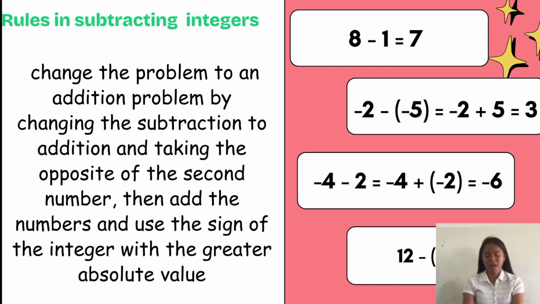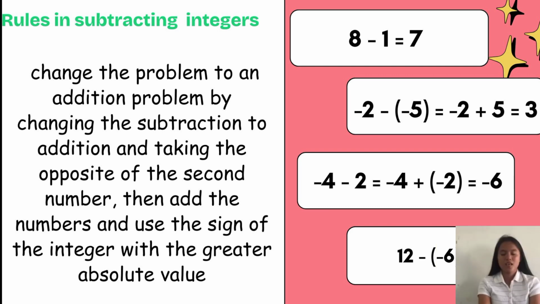Example 2, we have negative 2 minus negative 5. So the first rule is we will change the operation, subtraction, to addition, and then we will get the opposite sign of the second term. This negative 5 will now be a positive 5. So negative 2 plus 5 is equal to 3. Since our 5 has the greater absolute value and it is positive, our answer is positive 3.